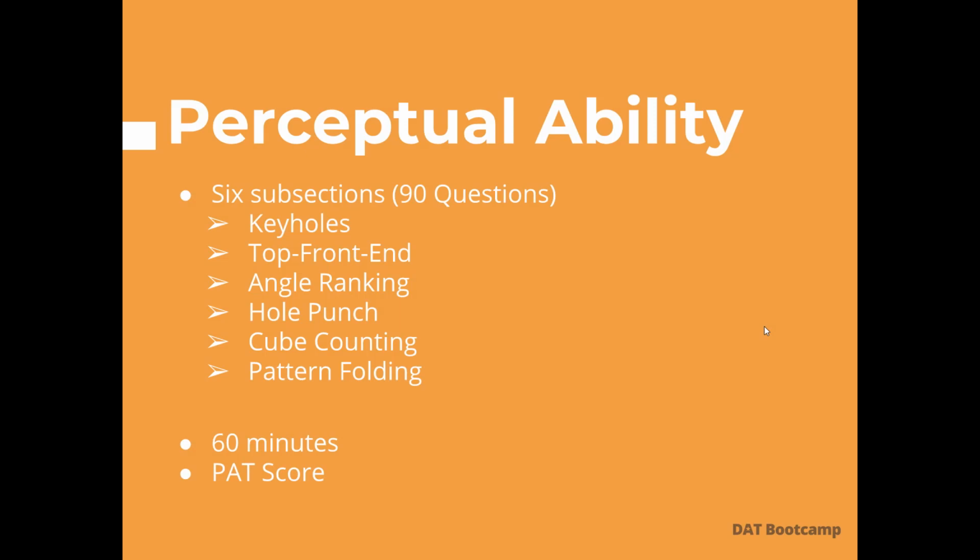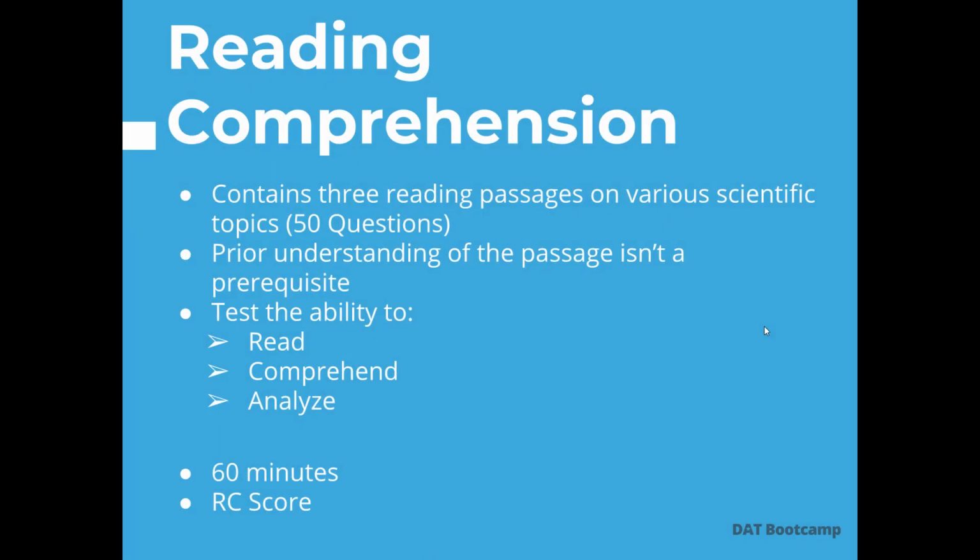Up next is the perceptual ability test. Now this is comprised of 6 subsections for a total of 90 questions. And those sections are keyholes, top front end, angle ranking, hole punch, cube counting, and pattern folding. You'll have 60 minutes to complete this section, and this will comprise your PAT score.